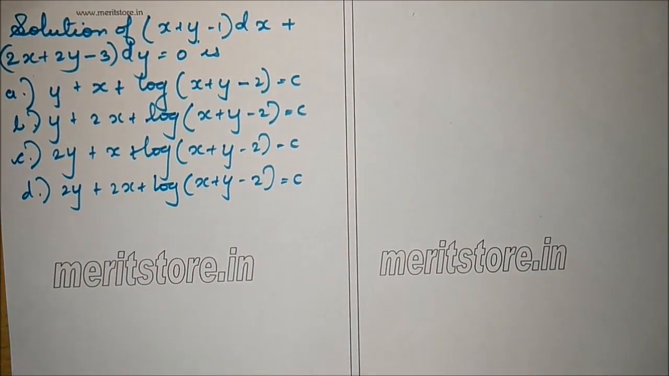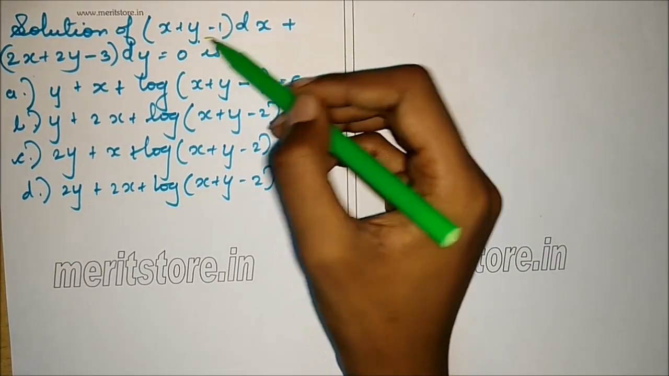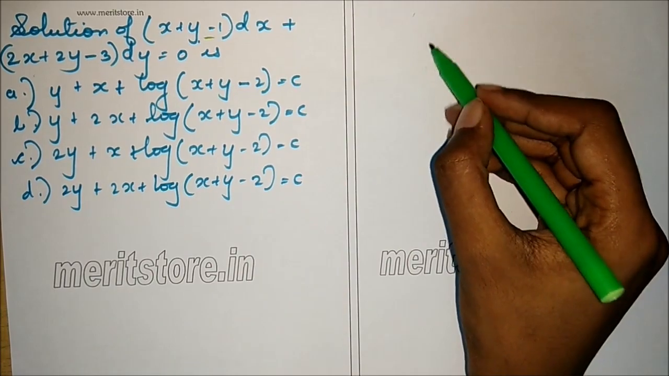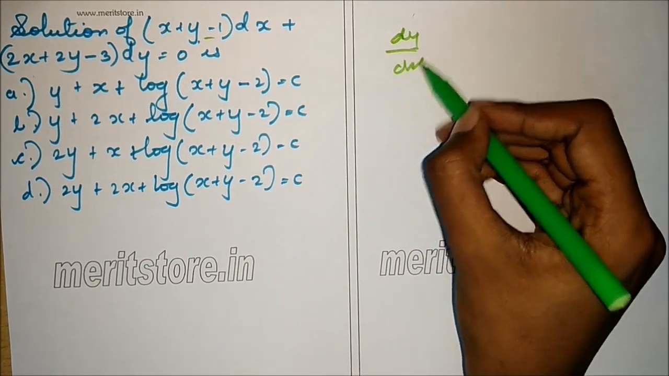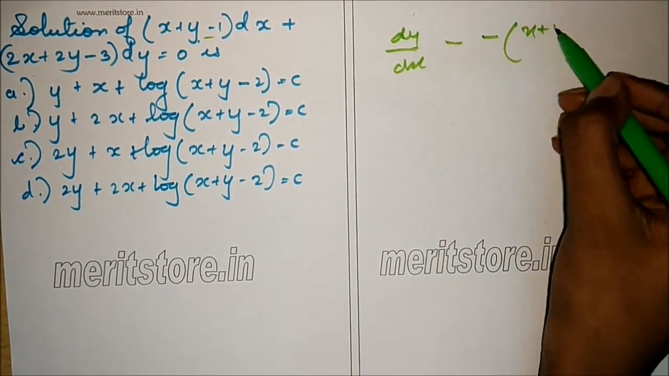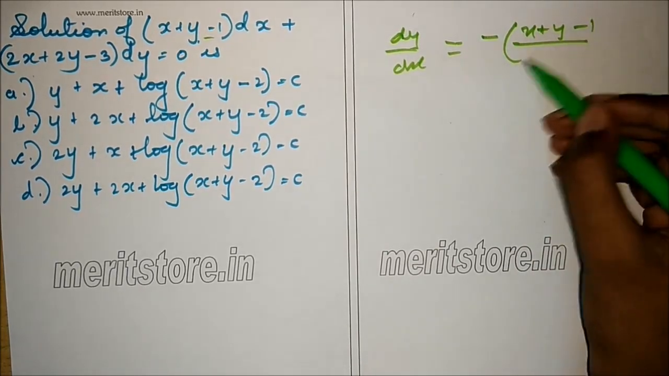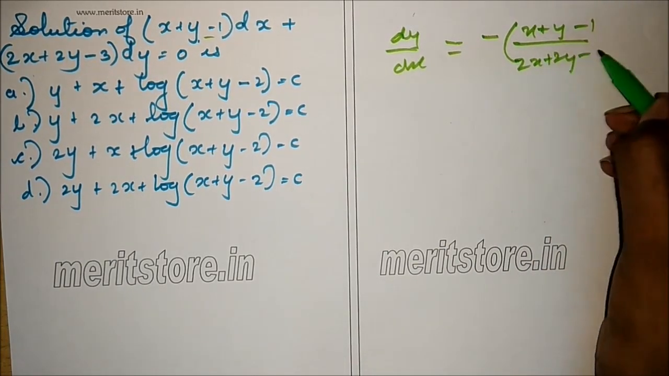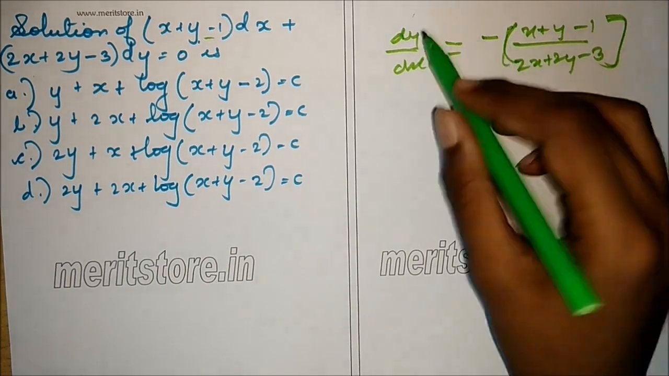Solution of (x plus 1)(x plus y minus 1) dx plus (2x plus 2y minus 3) dy is equal to 0. So we have to find the solution of this differential equation. Simplifying this, we can write dy by dx is equal to minus of (x plus y minus 1) divided by (2x plus 2y minus 3). This is equal to dy by dx.